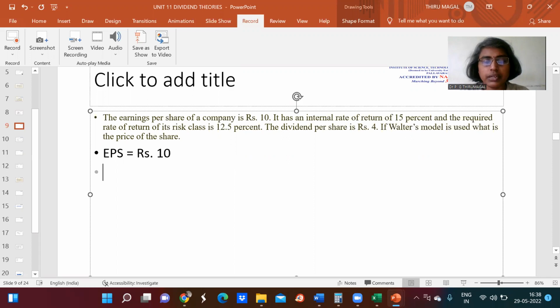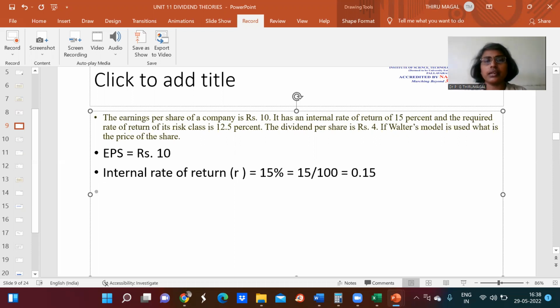So which means internal rate of return, that is R value. So R value is given as 15%. We can convert 15% to 15 by 100, that is equal to 0.15. So that is the internal rate of return.